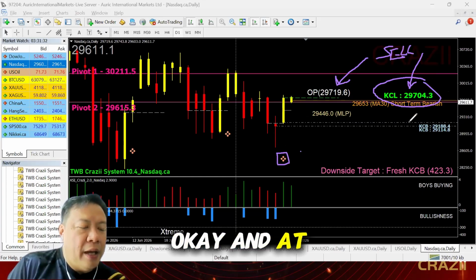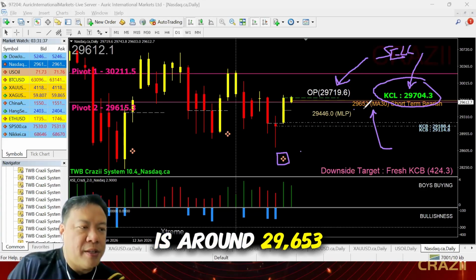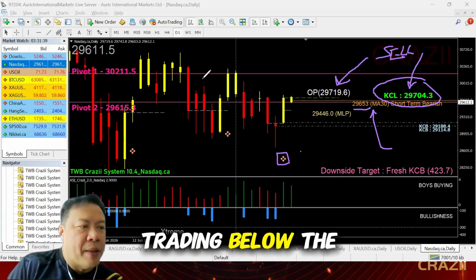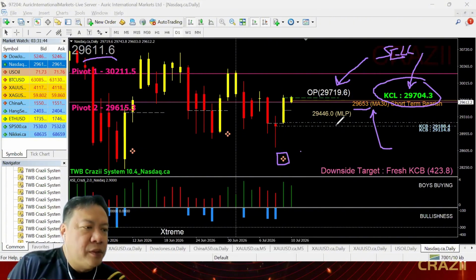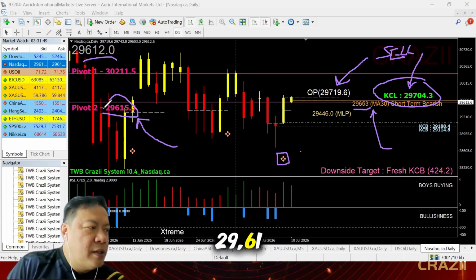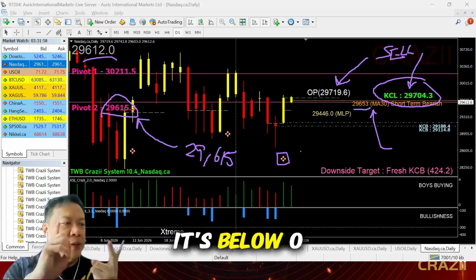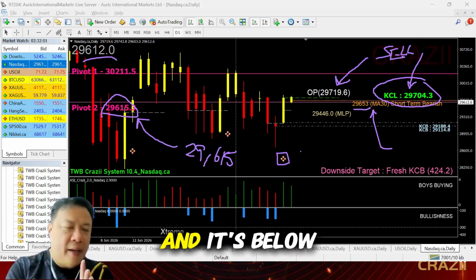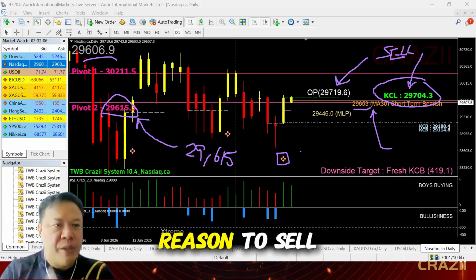Okay. And at the same time, if you notice the MA30, which is today around 29,653, it is now trading below the MA30. And because of that, together, if it breaks below the pivot 2, which is 29,615, it will be a confirmed sell. All right. So it is below KCL, it's below OP, it's below MA30, and it's below the pivot 2 at the moment. That means there's a lot of reason to sell.